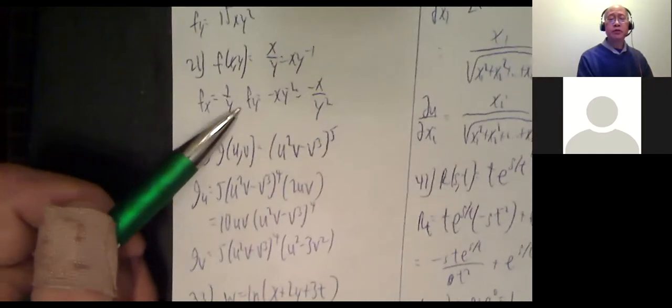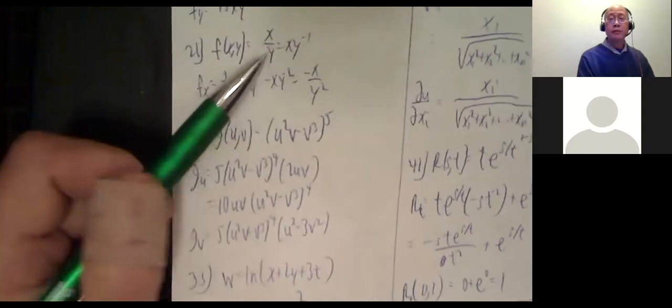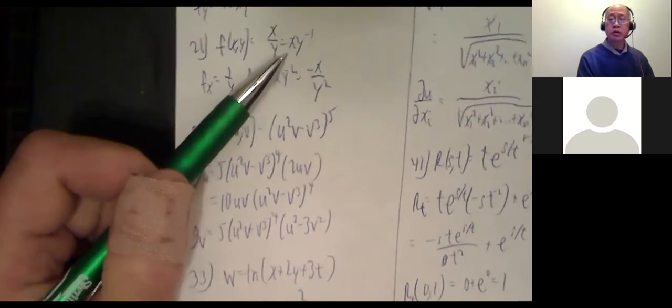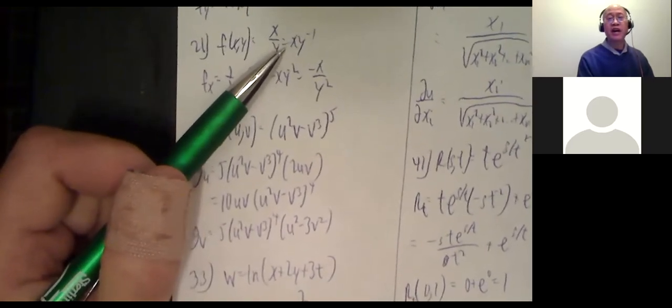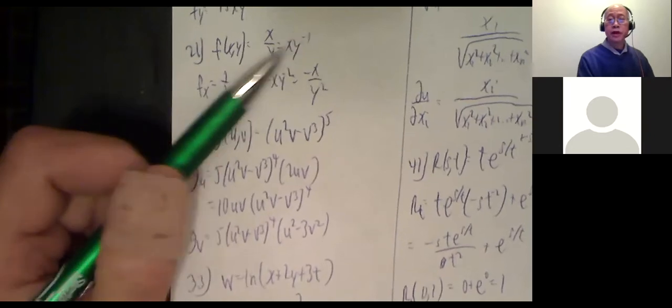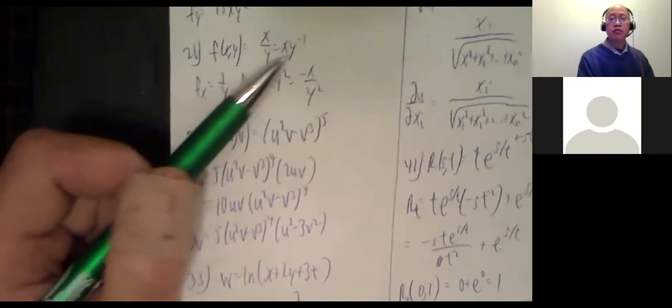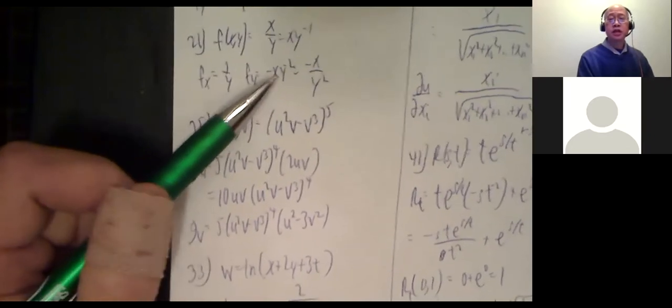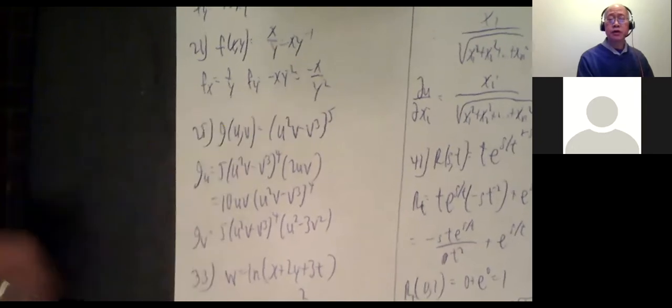Fy, the partial of f with respect to y, that means x is considered constant. So x is like the coefficient. Pretend it's 5 or something. So you go negative 1 times x, negative x, y to the negative 2, and then just clean up the algebra, negative x over y squared.